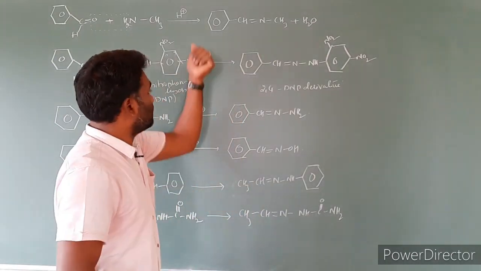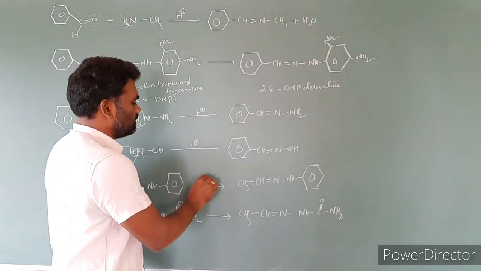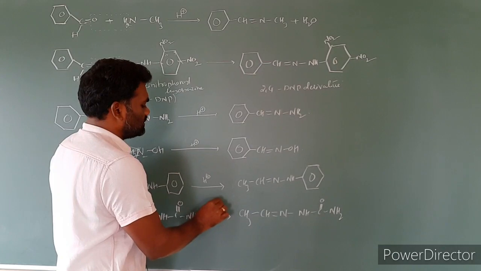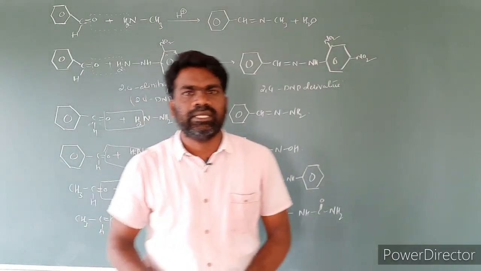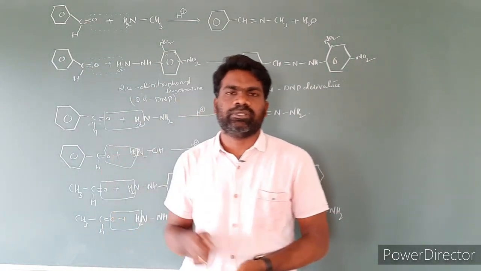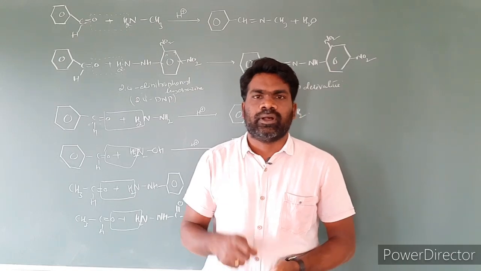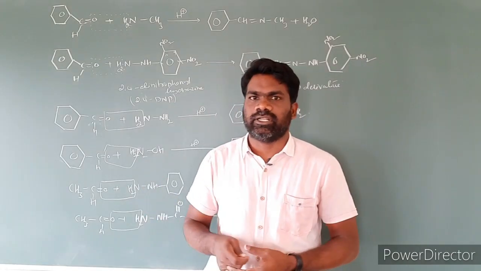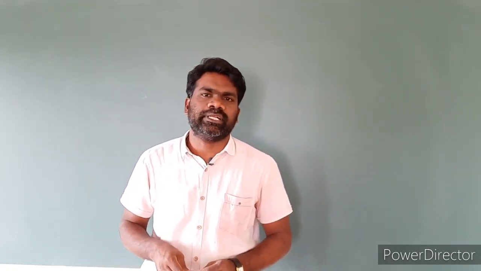In all the cases, the reaction is catalyzed in acidic medium. That means the reaction takes place in acidic medium. So these are some examples for the reactions of aldehydes with ammonia and its derivatives. Now let us discuss some examples for reactions of ketones with ammonia and its derivatives.